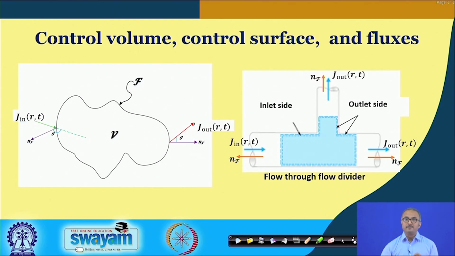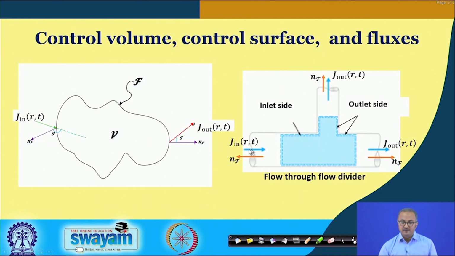Okay, so it is very important for you to know how to draw this particular normal, and the normal is always outgoing, never make it ingoing. Okay. Now this particular system again we take as an actual system. Now here we have considered a flow through a flow divider. What it means is that a particular flow is coming and then it is getting divided into two streams.